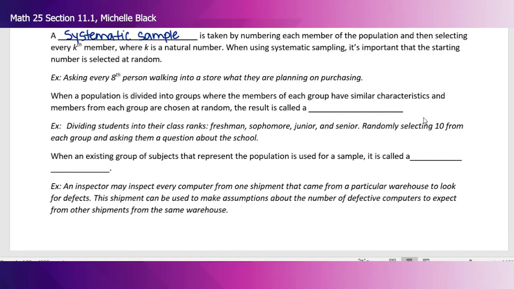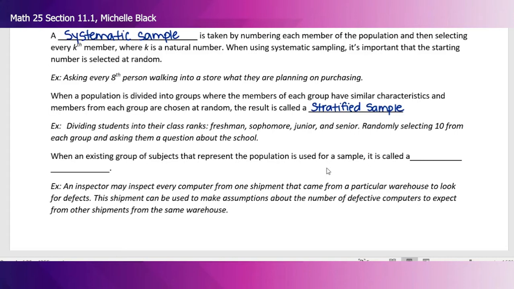When a population is divided into groups where the members of each group have similar characteristics and members from each group are chosen at random, the result is called a stratified sample. For example, dividing students into their class ranks, so freshman, sophomore, junior, senior, and then randomly selecting 10 people from each group and asking them a question about the school.